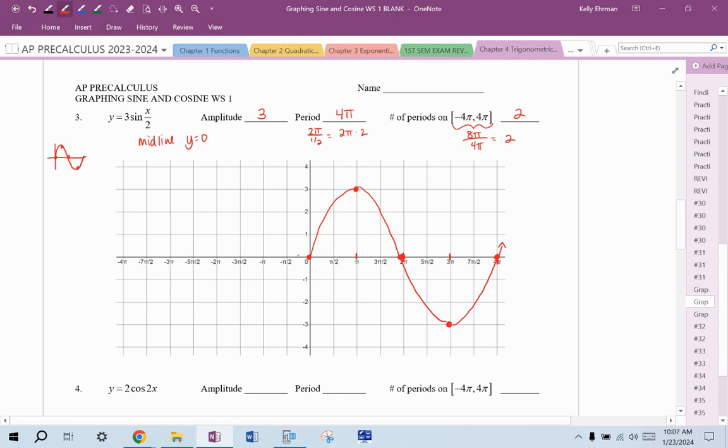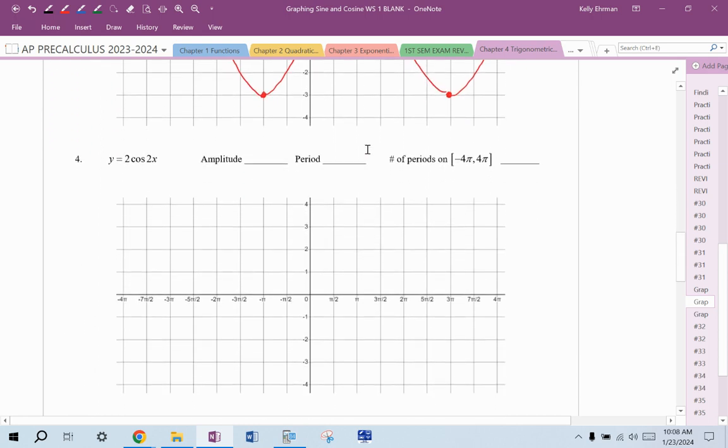And then we repeat that process over here. So I like to see the tick marks on my paper. Otherwise, it's easy for me to accidentally place the point in the wrong spot. And you can start from the left too. You can start over and say, okay, at -4 pi, I'm going to be 0. At -3 pi, I'm going to be 3. Then I'm at the midline again at -2 pi, and then I'm 3 units below. As long as you get the points placed in the right spot, you can go left to right or right to left.